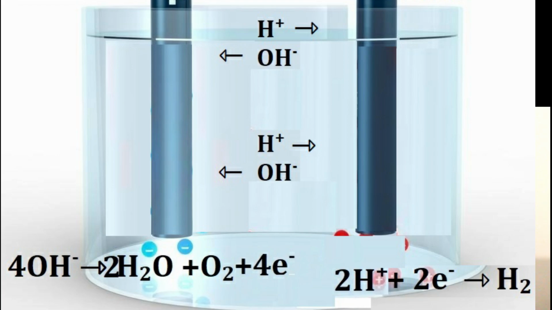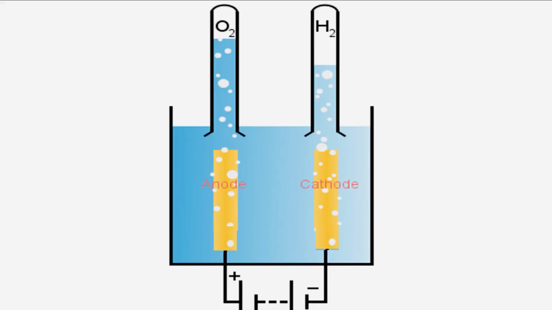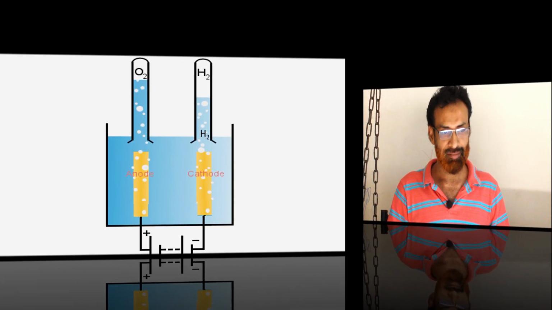The H plus ion approaches the cathode and gains electrons to form hydrogen gas, and the OH minus ions approach the anode to lose electrons. There it forms water and oxygen gas. So at the electrodes you will get hydrogen gas and oxygen gas, both gases. You can also collect and preserve the gases and test them.